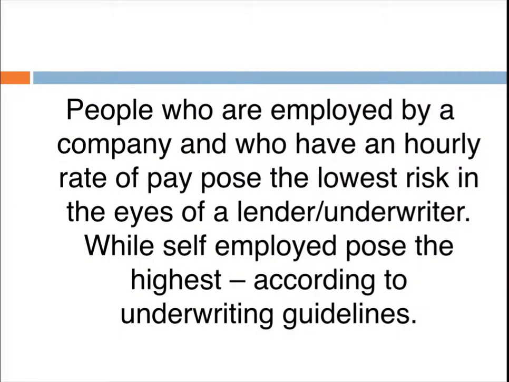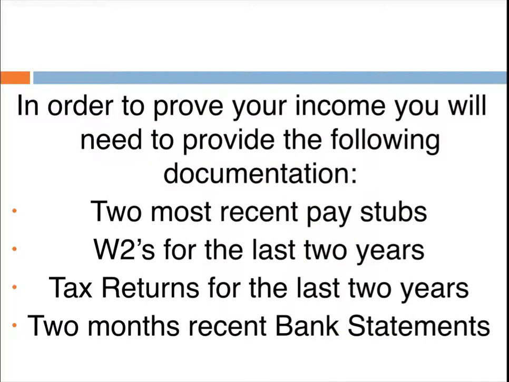People who are employed by a company and who have an hourly rate of pay pose the lowest risk in the eyes of a lender or underwriter, while self-employed pose the highest. This is according to underwriting guidelines. In order to prove your income, you will need to provide the following documentation: your 2 most recent pay stubs, W-2s for the last 2 years, your tax returns for the last 2 years, and your 2 most recent bank statements.